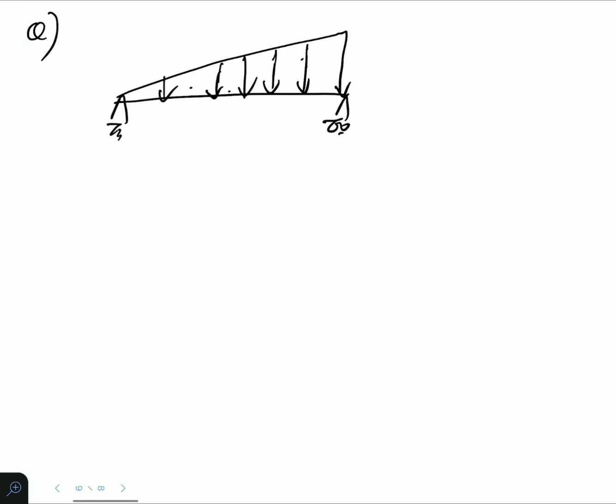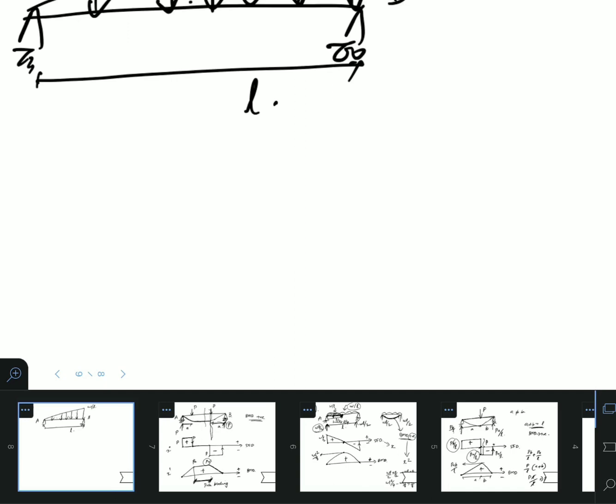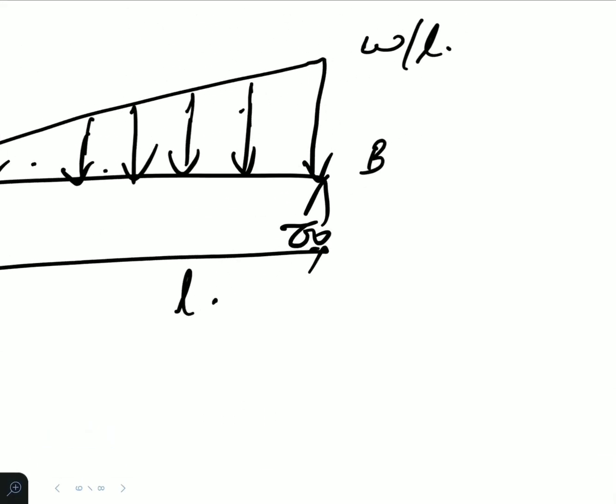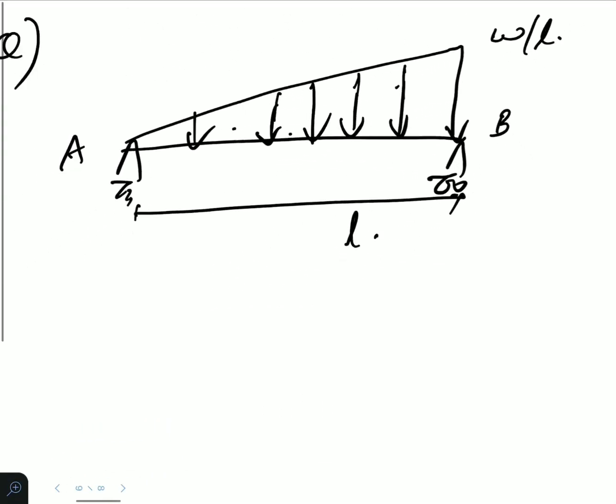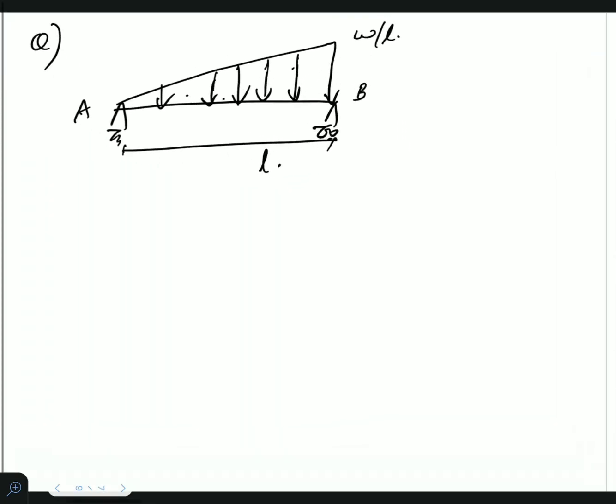See, like this it is acting. We have W per meter length. This total distance is L. So we'll have A here, B here. Let me simplify this case so that I get the reaction.